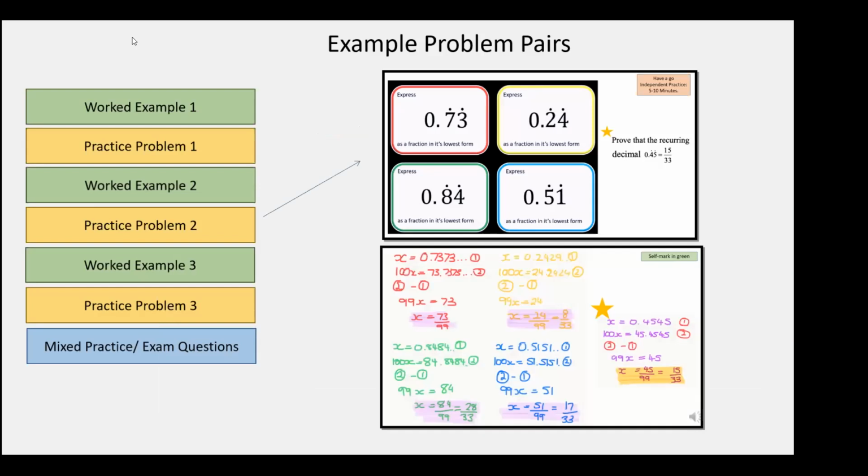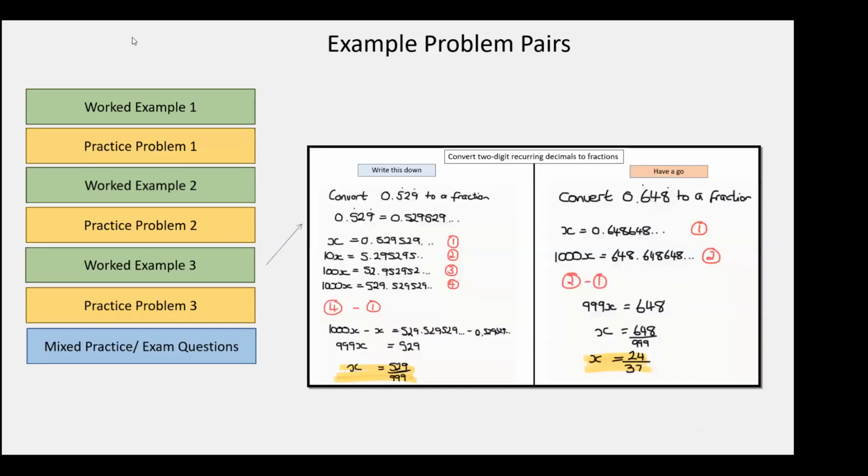I'd do the same thing again. I'd either explain the answers if I was in school, write them down, do them, or I'd reveal them gradually if I was online. Worked example 3, I'd do the same thing again, this time with 3 decimals recurring.